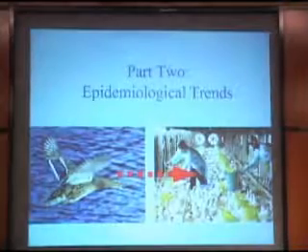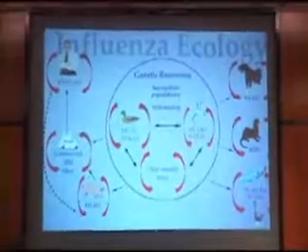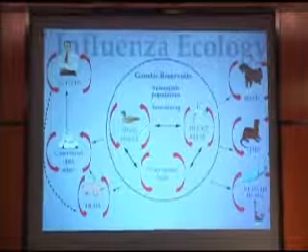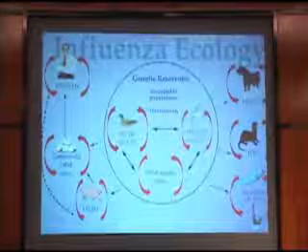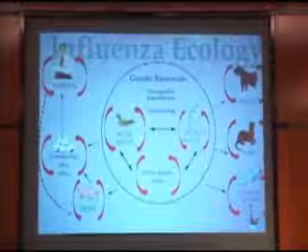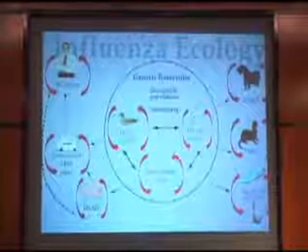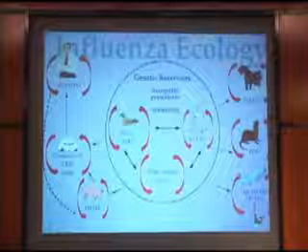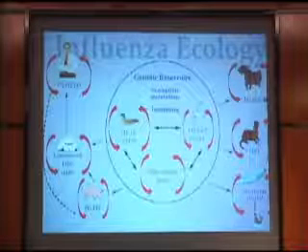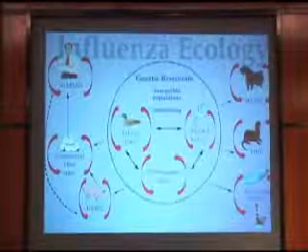Now, let's move to the epidemiology of the virus. First of all, it's aquatic migratory waterfowl that are the reservoir for this organism. So all different types of hemagglutinin and all different types of neuraminidase exist in migratory waterfowl. And a few other species may be susceptible to certain types of hemagglutinin and neuraminidase.